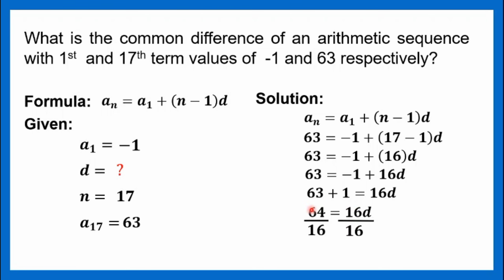And then, divide natin ito. Ito magiging 1 na lang, because 16 over 16 is equal to 1. So, 1d na lang yan or d. Then, 64 divided by 16, that is 4. So, our common difference now is 4 is equal to d. Or para mas magandang tignan, pwedeng d is equal to 4 ang isulat mo. Same lang din naman yung dalawa. So, ganun lang po ang pagkuha ng common difference.